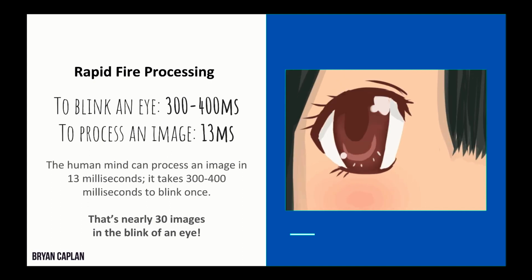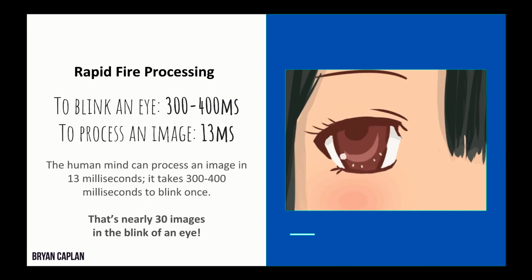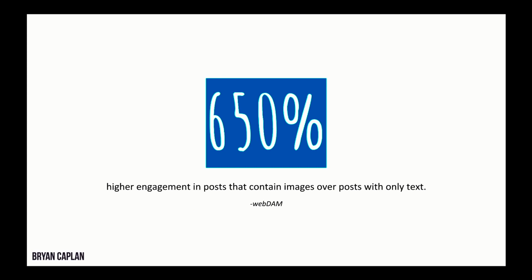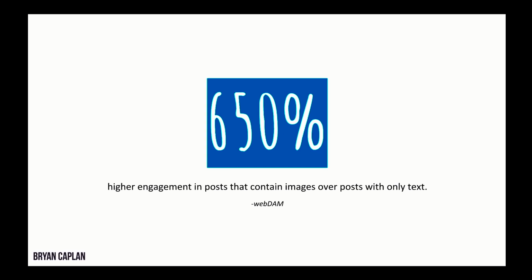The human brain can process a visual 60,000 times faster than the written word. Rapid fire processing. We can see an image and make sense of it right away. There's 650% higher engagement in posts that contain images over posts with only text. So think about a Facebook post or a Twitter post or LinkedIn post. There's 6.5 times higher engagement in posts that contain images over posts with just text. Again, because people are using rapid fire processing on the image, and they know how to react to it faster.